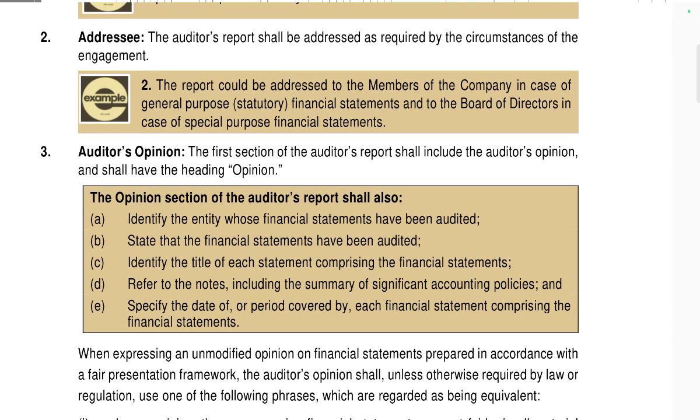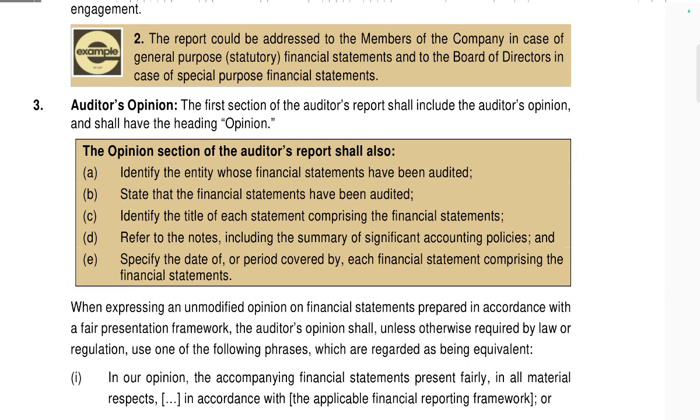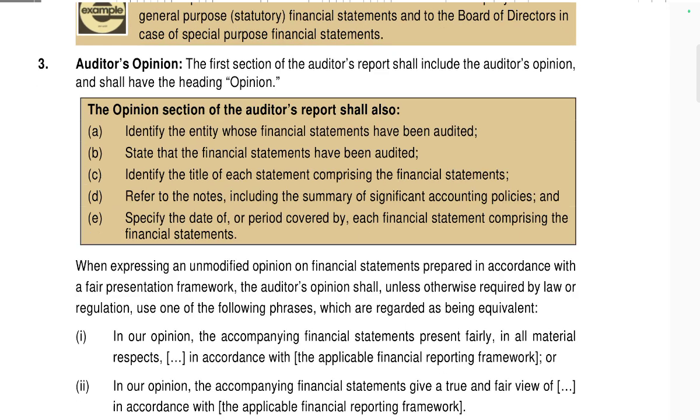Auditor's opinion. The first section of the auditor's report shall have the heading Opinion. The Opinion section shall also identify the entity whose financial statements have been audited, state that the financial statements have been audited, identify the title of each statement comprising the financial statements, refer to the notes including the summary of significant accounting policies, and specify the date and period covered by each financial statement, including comparative financial statements.